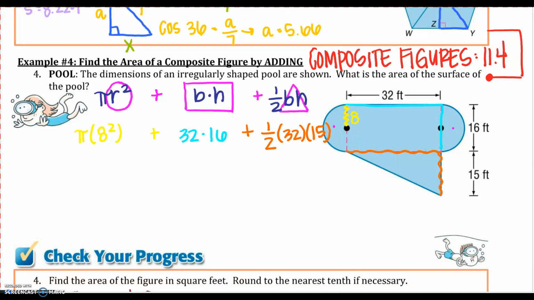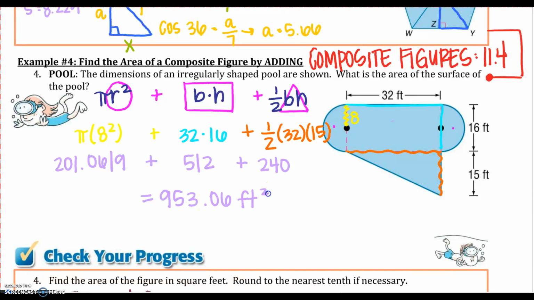All right, if you want to solve them all in one, you can do that. So this is 64 pi, or 201.0619. Again, don't round too early. My rectangle is 512. And my triangle is 240. So when I add all of those up, the two sides, the rectangle, and the triangle, my total surface area is 953.06 feet squared.